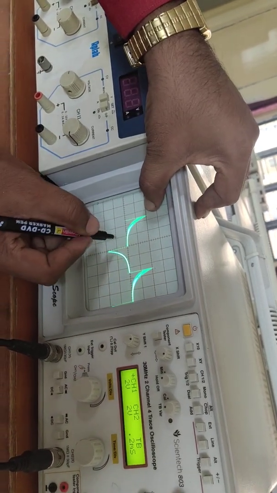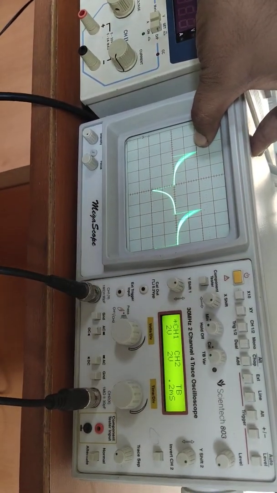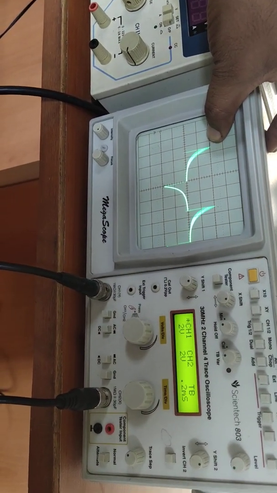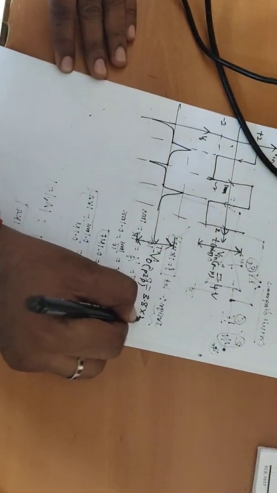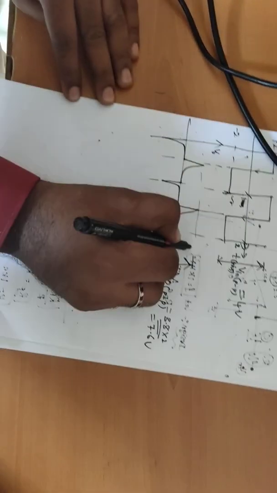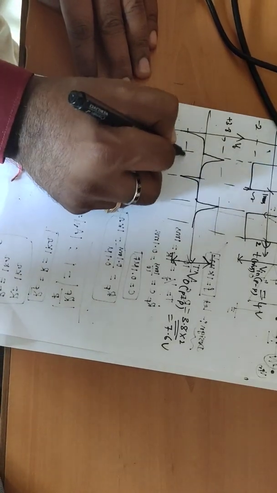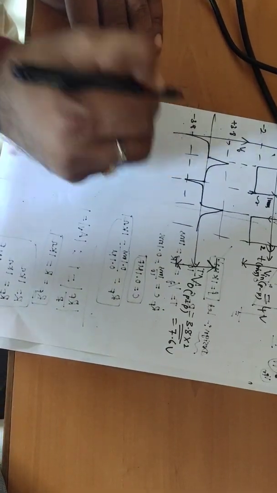So it is 1, 2, 3, about 3.8 in the vertical direction. 3.8 into 2 gives around 7.6 volts. So the V out peak to peak is 3.8 into 2, it is 7.6 volts. These values I have to mention in the graph. The positive peak value is plus 3.8 volt and the negative peak is minus 3.8 volt.